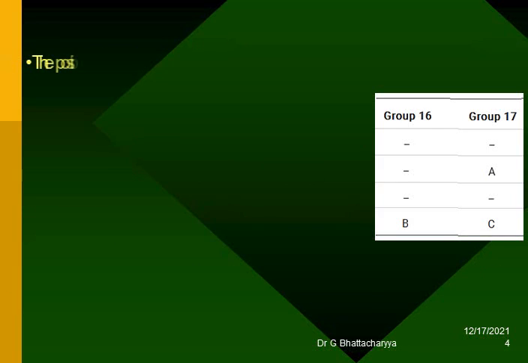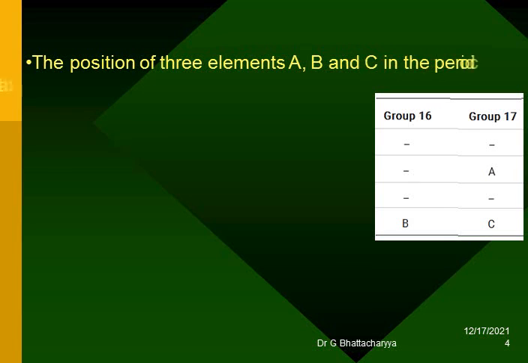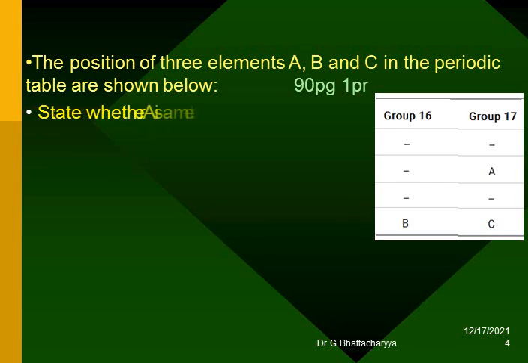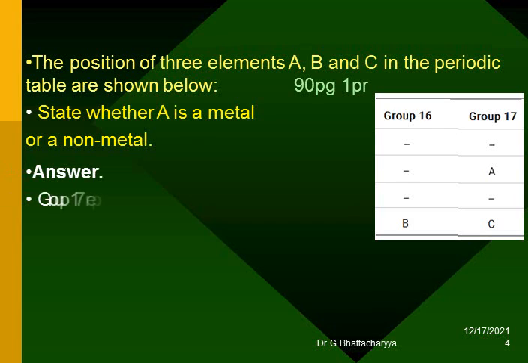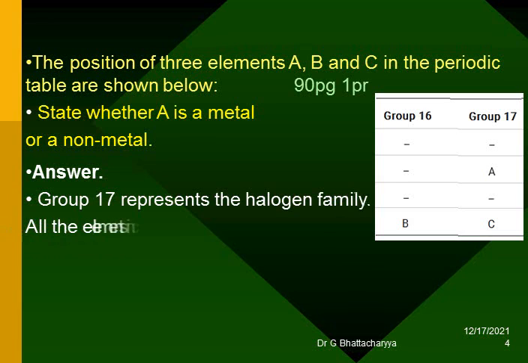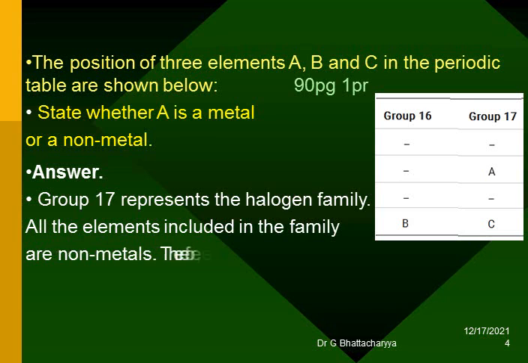The positions of 3 elements A, B and C in the periodic table are shown below. State whether A is a metal or a non-metal. Answer. Group 17 represents the halogen family. All the elements included in the family are non-metals. Therefore, element A is a non-metal.